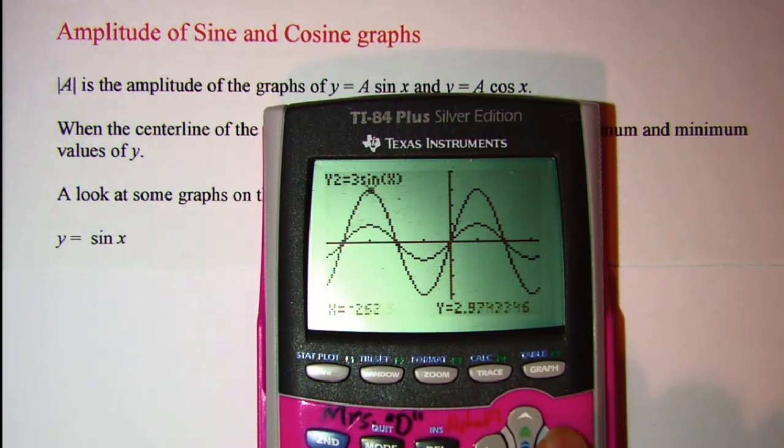Let's look at a few more points. It hits the axis at -180, and then a min of -3 when x is -90, and so forth.